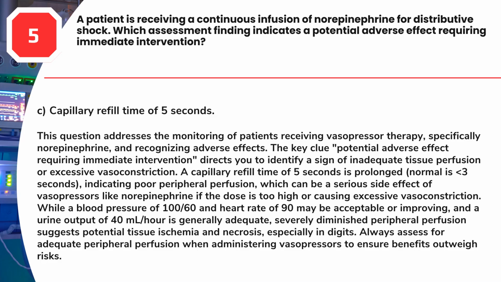While a blood pressure of 100/60 and heart rate of 90 may be acceptable or improving, and a urine output of 40 milliliters per hour is generally adequate, severely diminished peripheral perfusion suggests potential tissue ischemia and necrosis, especially in digits. Always assess for adequate peripheral perfusion when administering vasopressors to ensure benefits outweigh risks.